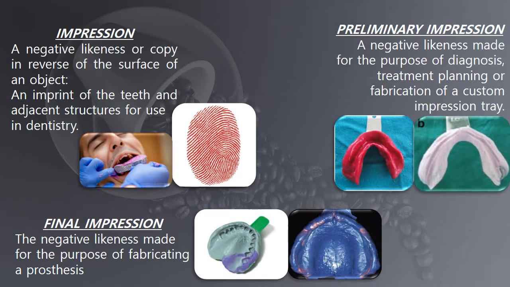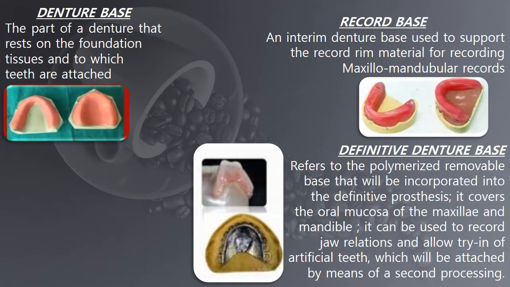For partially edentulous or completely edentulous situations, for the purpose of making the final prostheses, we need to perform a final impression, which is defined as the negative likeness made for the purpose of fabrication of a prosthesis. Most final impression techniques use either zinc oxide eugenol impression paste or metallic paste for the edentulous situation, or rubber based impression materials for partially edentulous or completely edentulous situations.